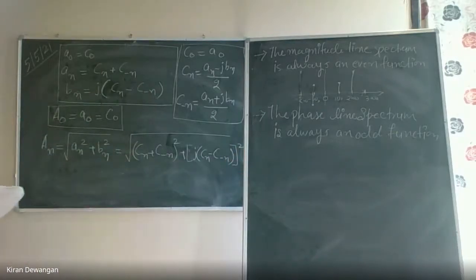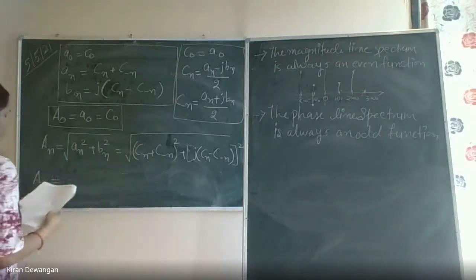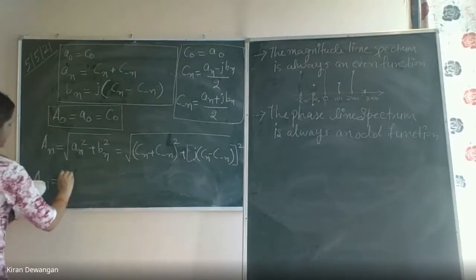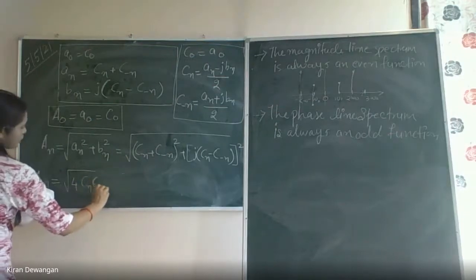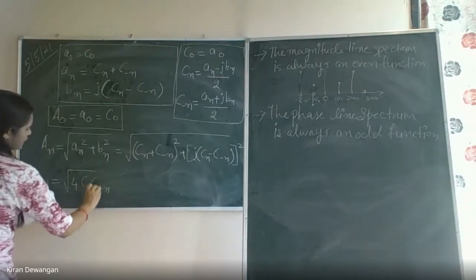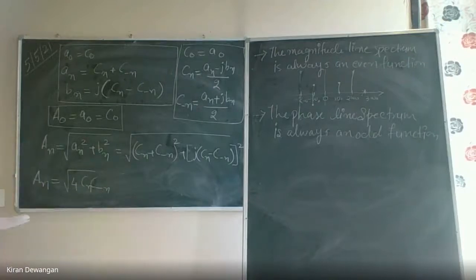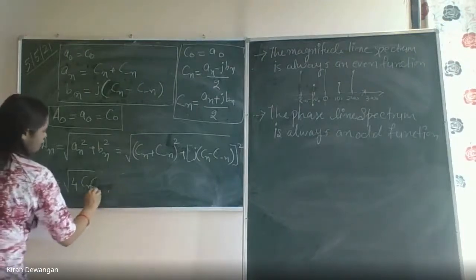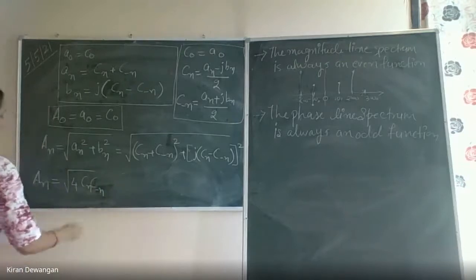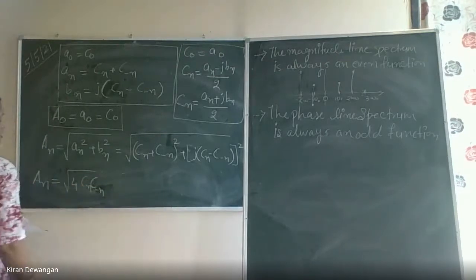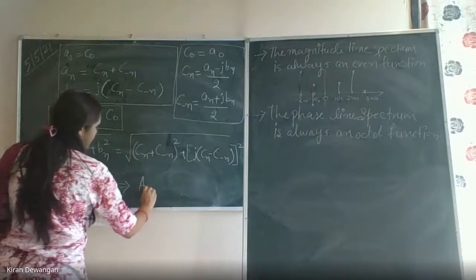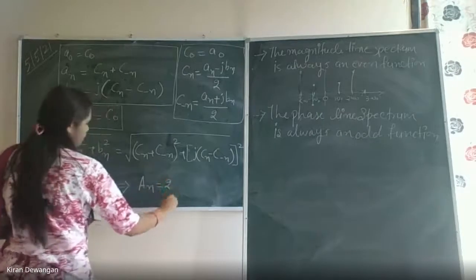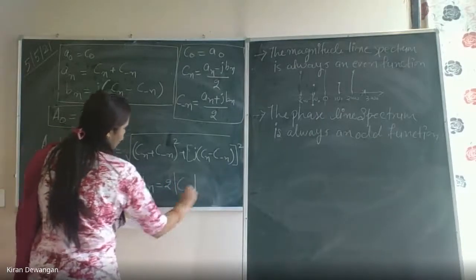ठीक है. Now further we can write this after solving this one. इसको जब हम solve करेंगे, we will be getting this as 4 cn and c of minus n. ठीक है. cn and c of minus n. This can be, after solving this one, we'll be getting this as an answer. ठीक है. This will be cn and c of minus n. And we can even write it as an equals to 2 mod cn.